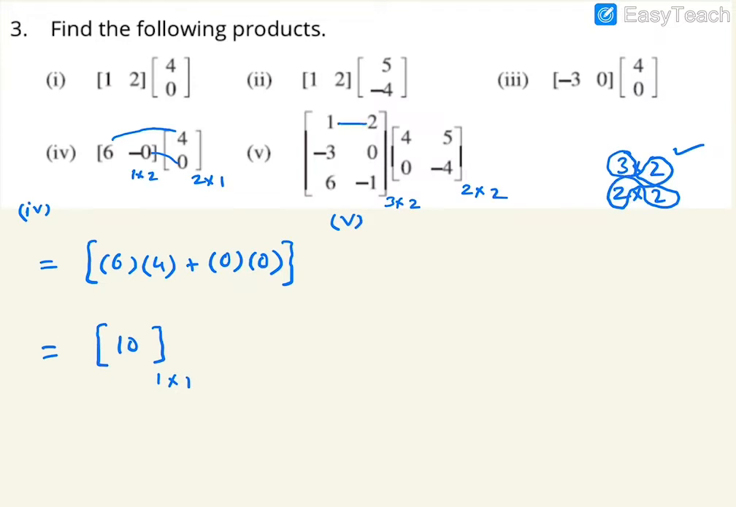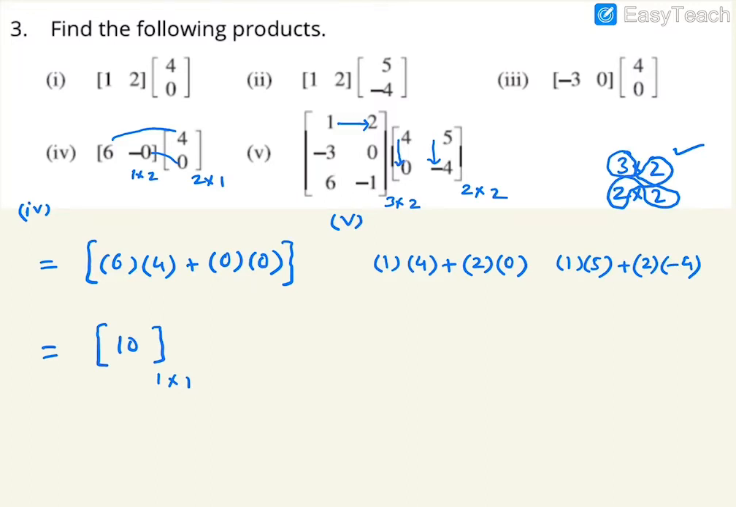First row will multiply with first column. So 1 will multiply with 4, plus 2 will multiply with 0. Still we are in the first row. Again, first row will multiply with second column. So 1 will multiply with 5, plus 2 will multiply with negative 4.